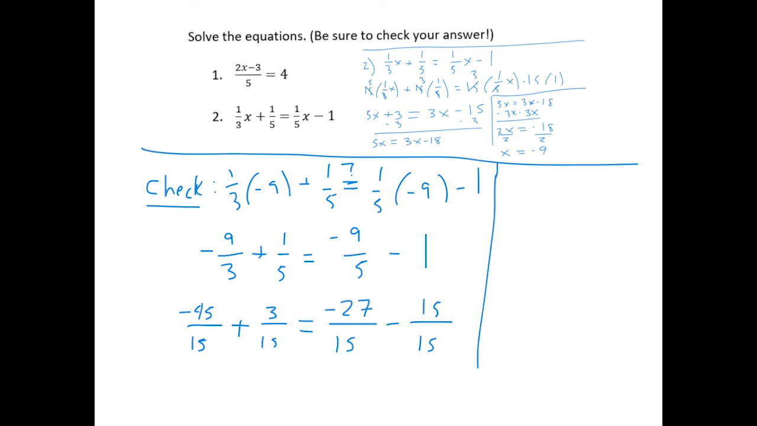Okay, so if we put all this together, the left-hand side is negative 45 over 15 plus 3 over 15, which is going to give us negative 42 over 15. And on the right-hand side, we have negative 27 minus 15, which is also going to give us negative 42 over 15. So check. It all works out.